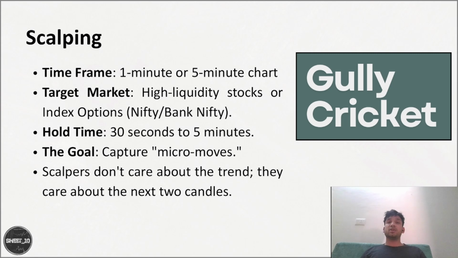So scalping is using very short time frames and trading in that using 1 minute and 5 minute charts. We can correlate that to gully cricket, which is of 5 overs or 7 overs. Here the holding time is mostly 30 seconds to 5 minutes. So you get in and get out quickly into moves. You don't care about the trend. You care about what the next two candles will do on your 1 minute and 5 minute charts. So this is for someone who has a knack of getting out of trades very quickly.